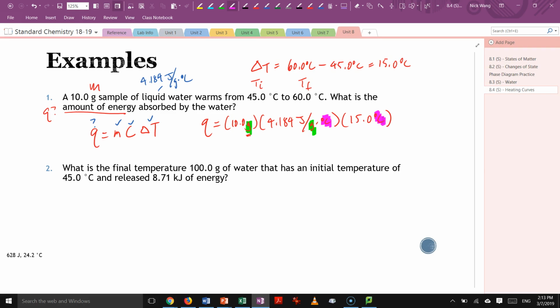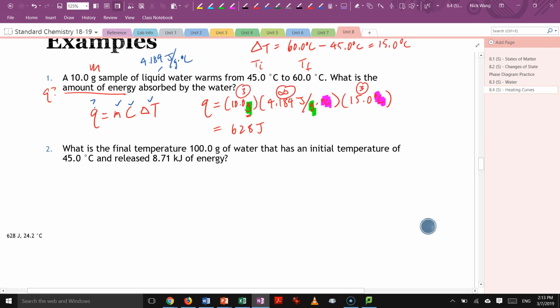And then finally, when you do all the math, right, you cancel off some stuff, you end up getting joules as your unit left over. So when you go ahead and plug this into your calculator, you end up getting 628 joules, right, because there's three significant figures. This is a constant, so it's infinite. This shows three significant figures, and so you get 628 joules.